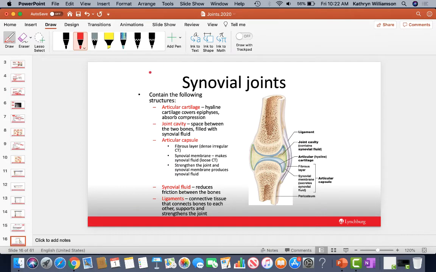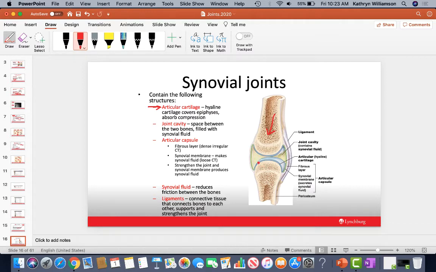Some hallmarks of synovial joints, some structures that you need to be familiar with: synovial joints have articular cartilage. This is basically hyaline cartilage that covers the epiphyses of the bones that create that joint and absorbs compression forces traveling through that joint. It makes them nice and smooth, so it reduces friction.